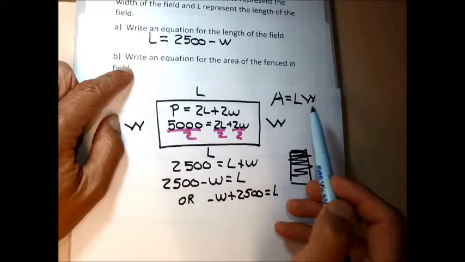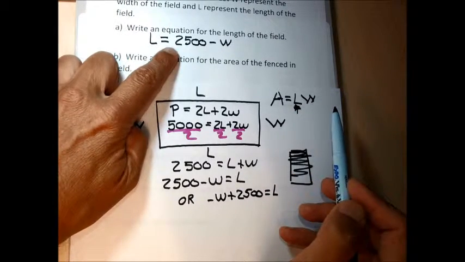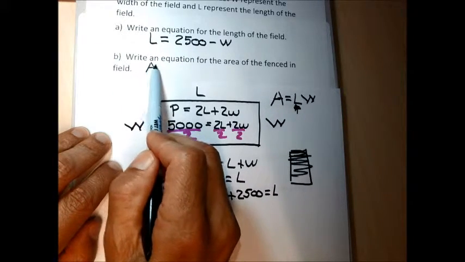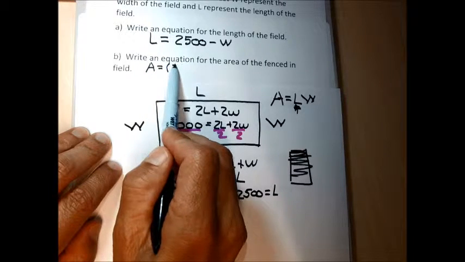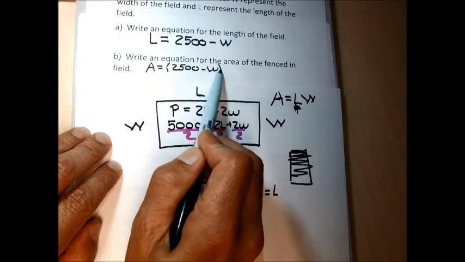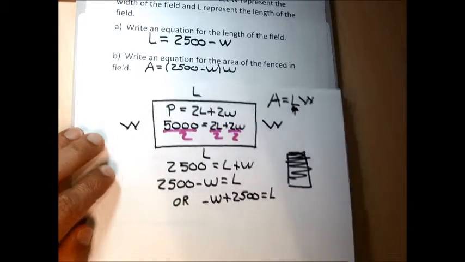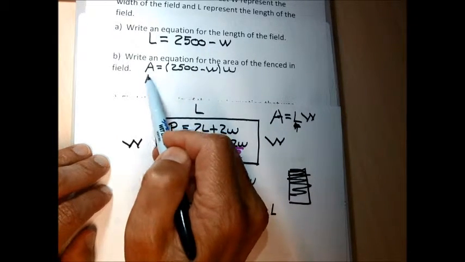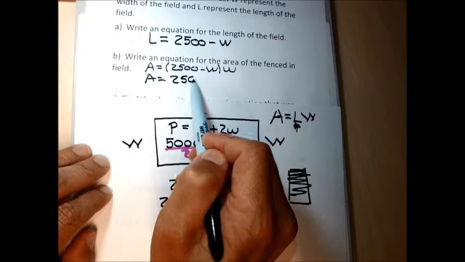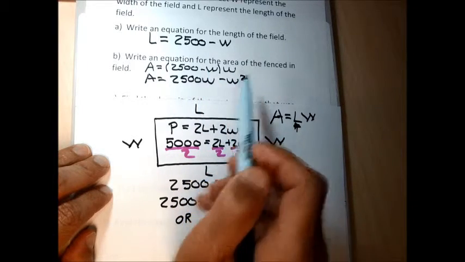So what I'm going to do with this equation is I'm going to change the L in that area equation to 2500 minus W. So as I do this, I'm writing an equation for an area. And instead of saying area is length times width, I'm going to say area is 2500 minus W times W, changing the length to 2500 minus W. And I'll clean that up. I'm going to clear the parentheses by multiplying 2500 times W and getting 2500 W, and multiplying minus W times W and getting minus W squared.